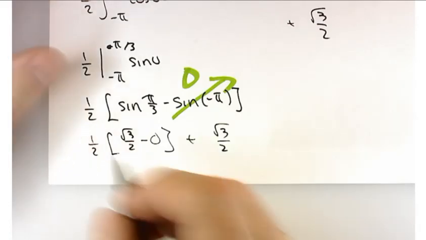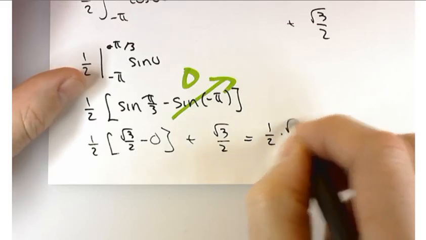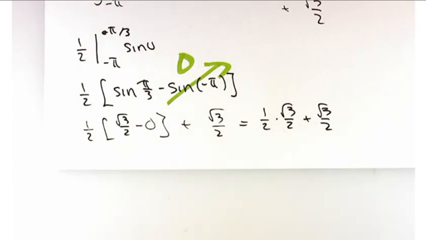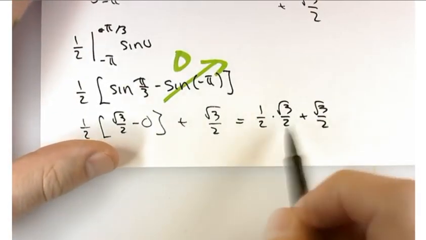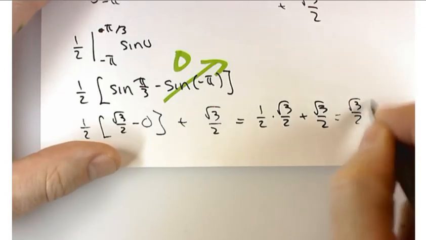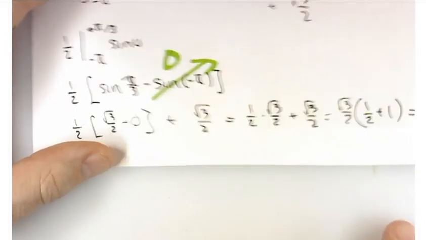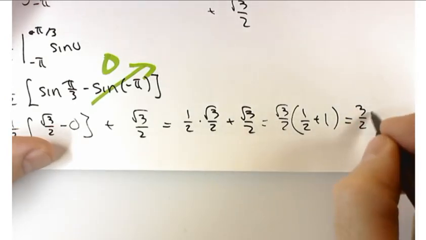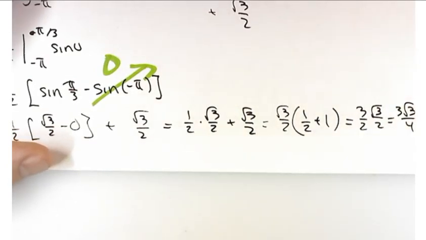Finally, we can put this together. I've got 1/2 times square root of 3 over 2 plus square root of 3 over 2. And the reason I didn't simplify that is because I'm going to take a little different approach to cleaning this up. Let's notice that I have a common factor here of square root of 3 over 2. If I factor that out, I'm left with a 1/2 plus 1, which is 3/2. 3/2 times square root of 3 over 2, or 3 square roots of 3 over 4 for your final answer.